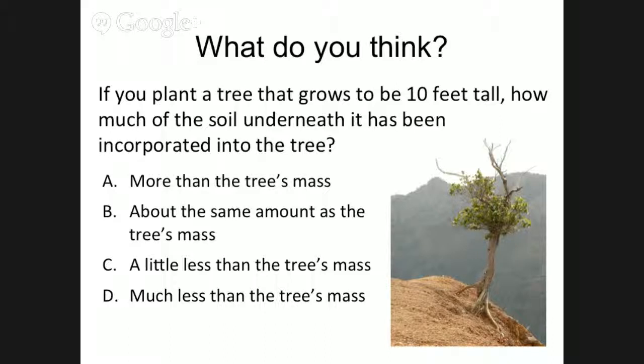That's a big range. About the same amount as the tree's mass, a little less than the tree's mass, much less than the tree's mass. Those who picked B, which was the vast majority on this side of the room for some reason, this is the tree-heavy side. Why did you say that the vast majority was made by the soil?